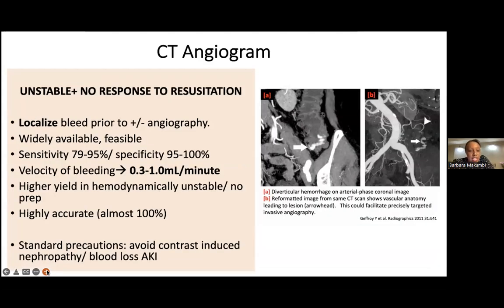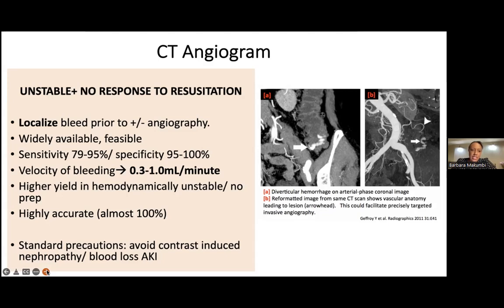CT angio. So to elaborate on CT angiogram, in a patient that comes in unstable and is not responding to your resuscitation technique or resuscitation at all, you need to localize the bleed. So we localize the bleed and do a diagnostic CT angiogram. This is then followed by angiography, with your catheter angiography, if a lesion is found. So CT is widely available, it's feasible.